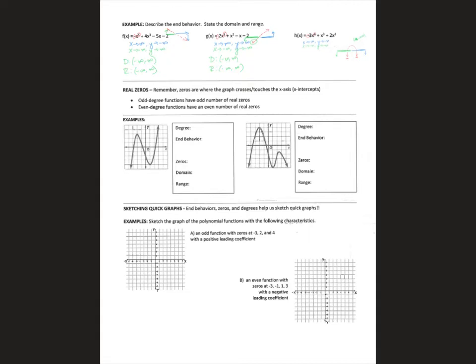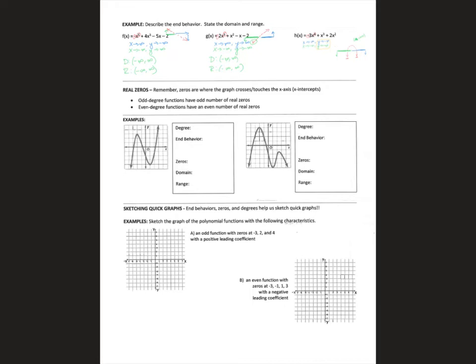Again, you know that if it's an even degree polynomial, both ends are going to be going in the same direction. And if you look here, are both ends going in the same direction? You're darn tootin' they are. All right, next thing we've got to find is the domain and range.